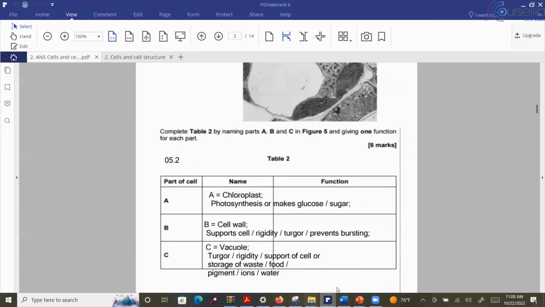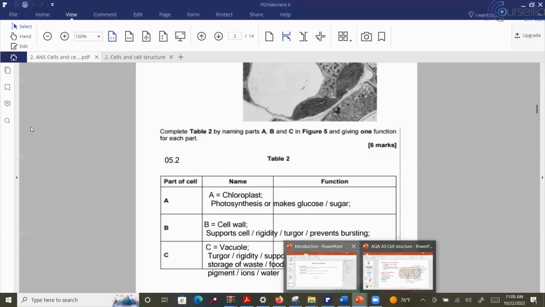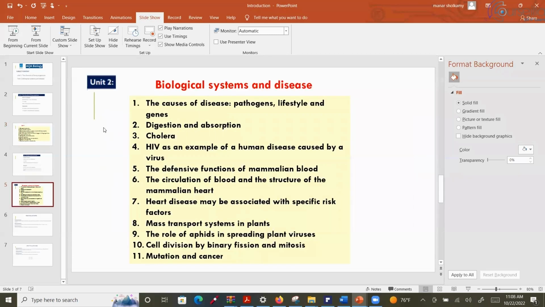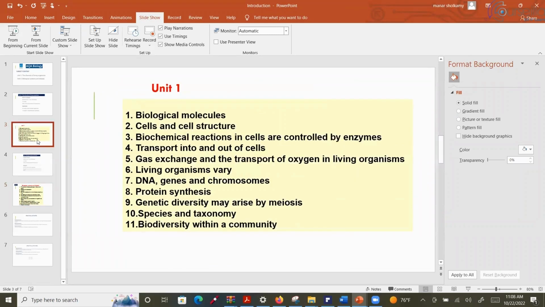These are the topics in unit 1. We will not go over them now. These are the topics in unit 1, 11 topics. And these are the topics in unit 2. Okay, so there are in total 22 topics. They're very easy and straightforward, maybe to me.